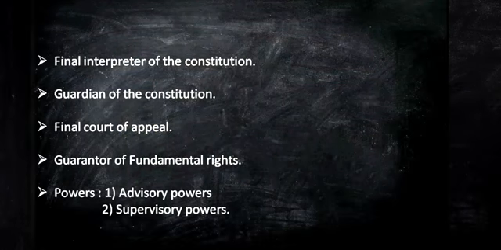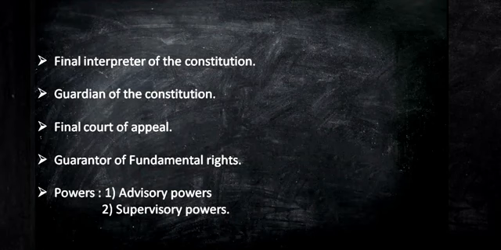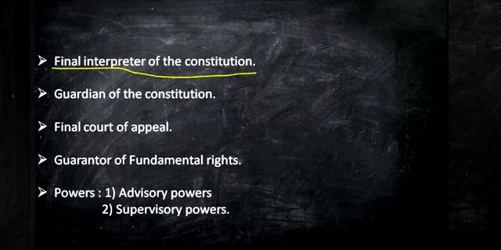Now, first we'll discuss the functions of the Supreme Court, then we'll move on to the powers of the Supreme Court. Coming to the functions, the Supreme Court is considered the interpreter of the Constitution, and it is the final interpreter of the Constitution. Why are we saying that? Because it is the Supreme Court which has been given the power to interpret the Constitution. This has been done because the Supreme Court consists of many knowledgeable, expert judicial lawyers or advocates.